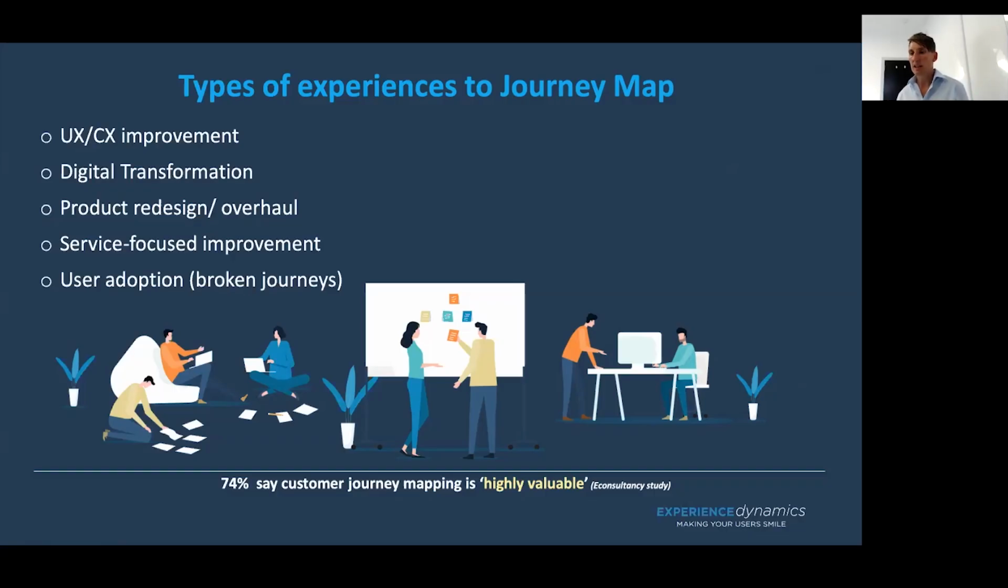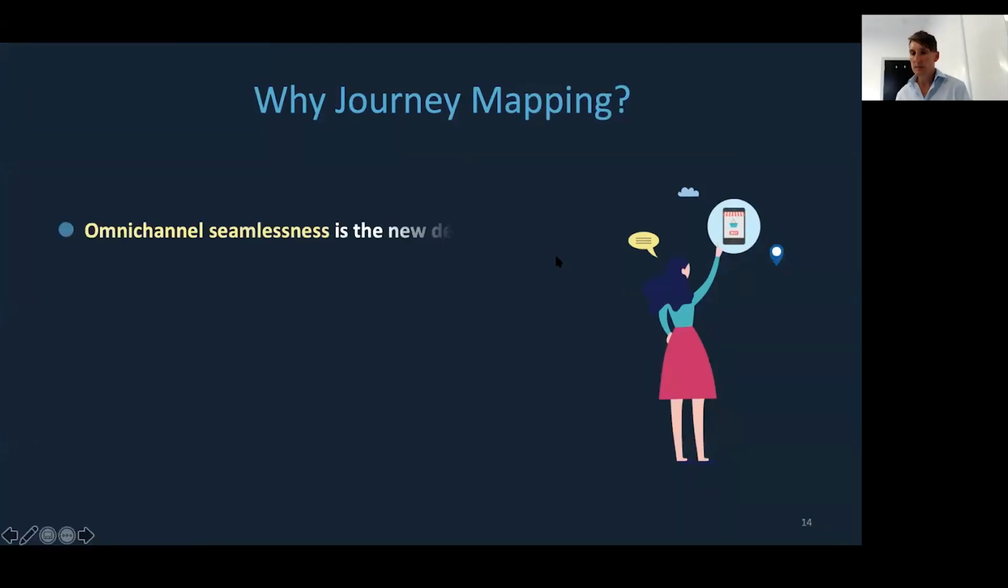We use it for everything, personas. And you know, the final one there, like broken things. So user adoption, it's a really big deal. You spend all this money building a mobile app and then the user adoption is low, so you need to understand what are people even trying to do in the first place. So if you look at the stats, 74% of organizations are saying journey mapping is highly valuable. So journey mapping is a critical activity that organizations are doing.